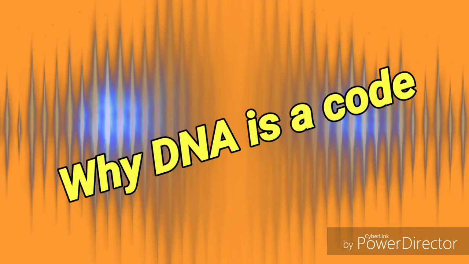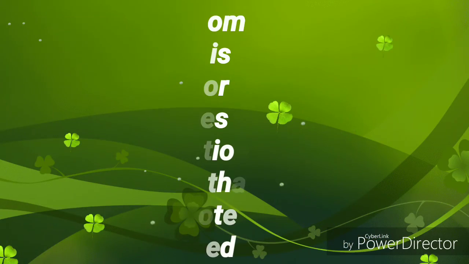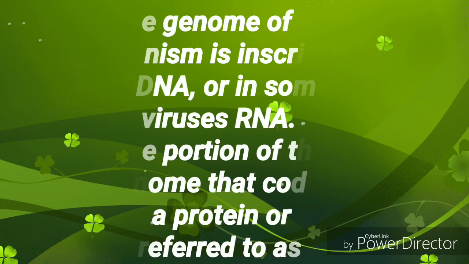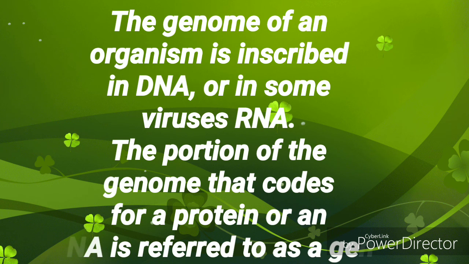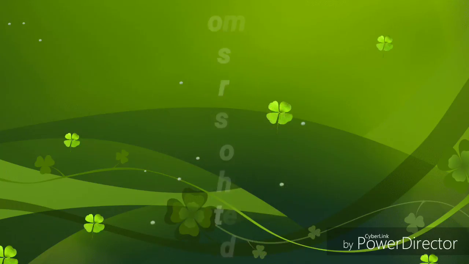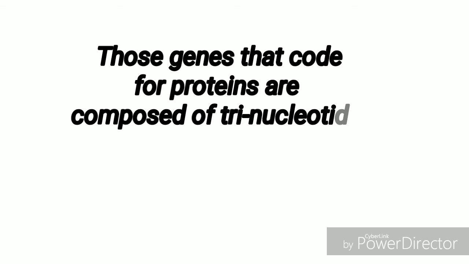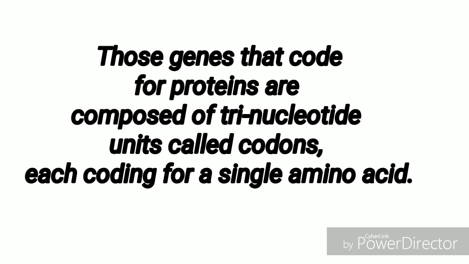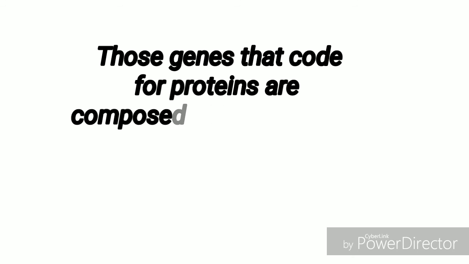Why is DNA a code? The genome of an organism is inscribed in DNA or, in some viruses, RNA. The portion of the genome that codes for a protein or RNA is referred to as a gene. Those genes that code for protein are composed of trinucleotide units called codons, each coding for a single amino acid.